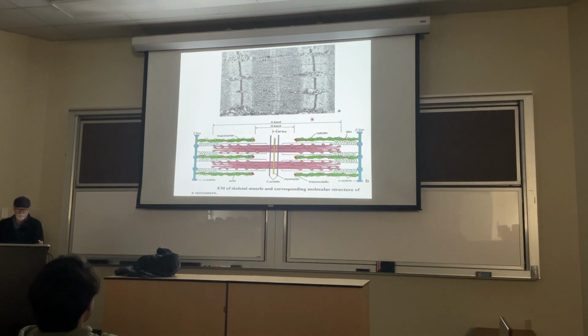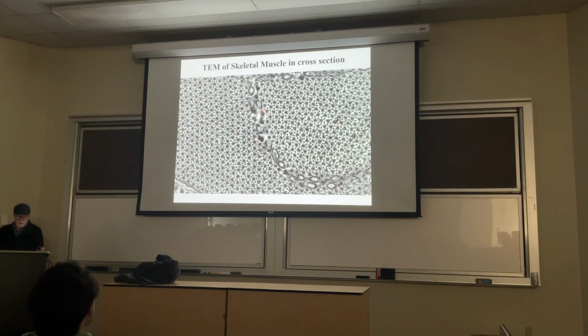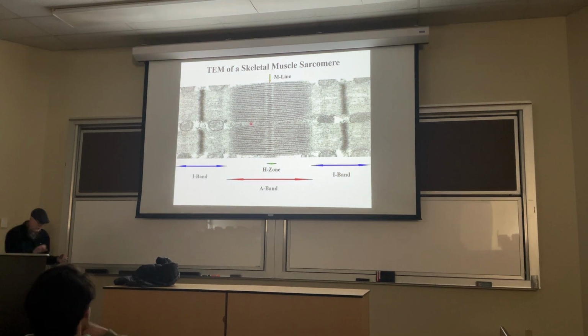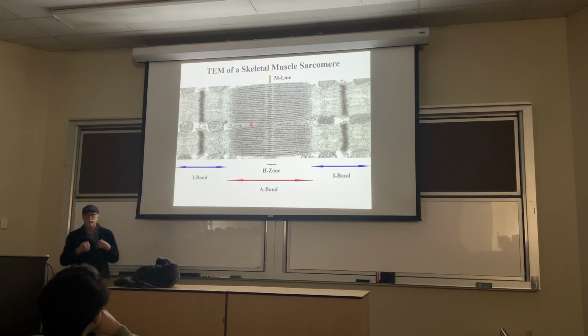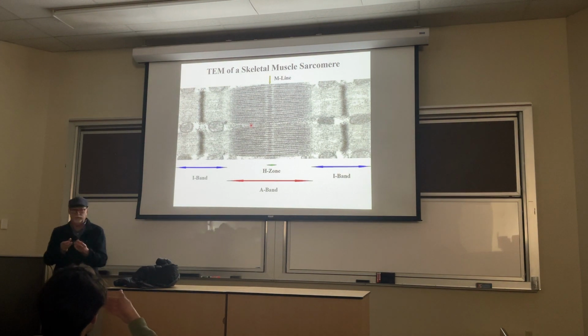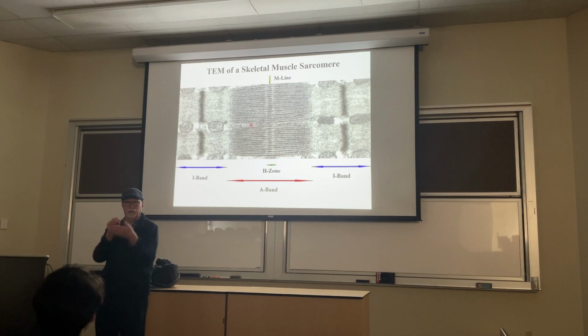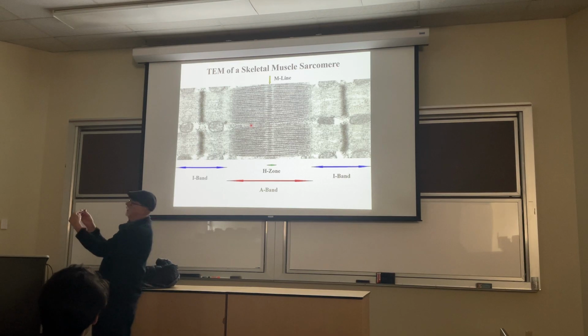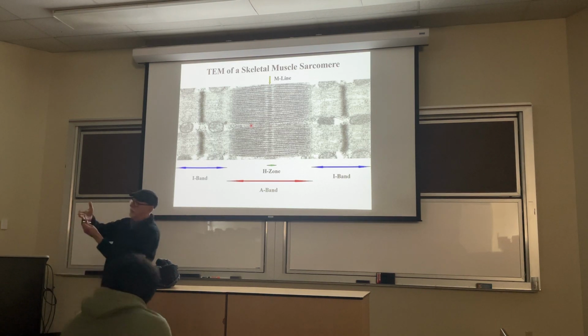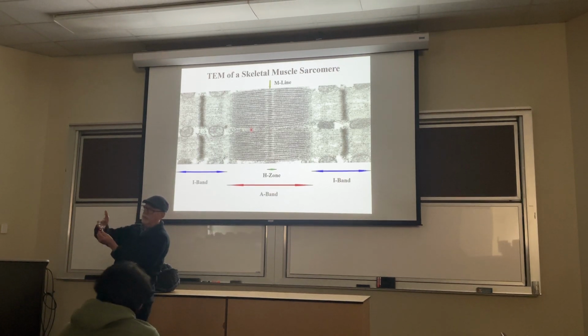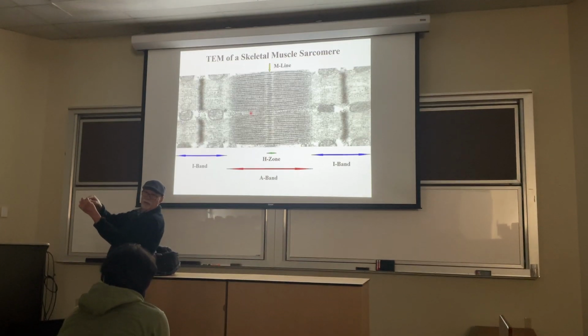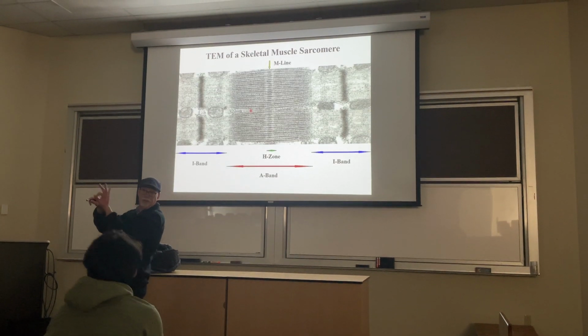Can you say that again? So if you took this and you flipped it sideways, so instead of looking at it lengthwise, you're looking at the cross section. So all the myosin and actin are running along lengthwise, but now you're just seeing the ends of them. So they look like points.